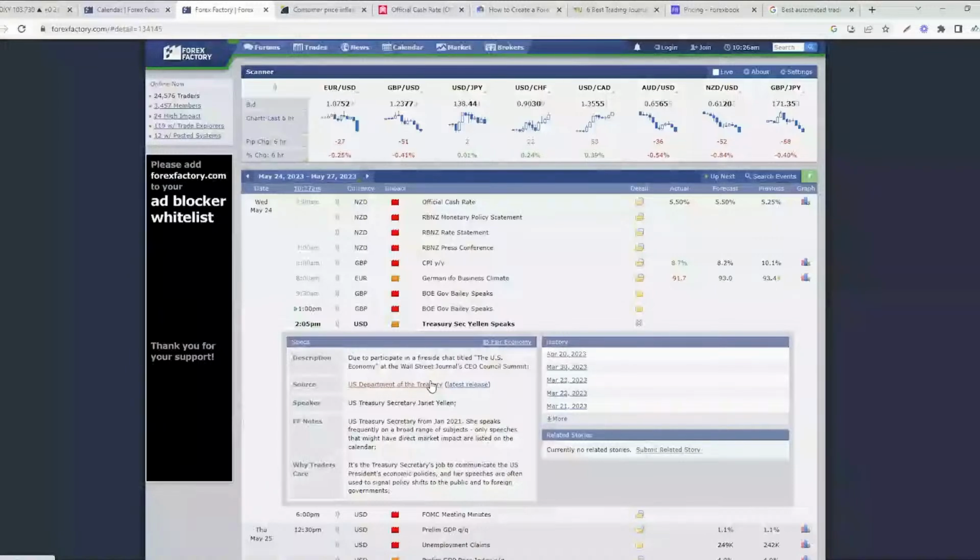Just to be aware of what's going on with the US debt ceiling limit: the debt ceiling limit will be hit on 1st June.